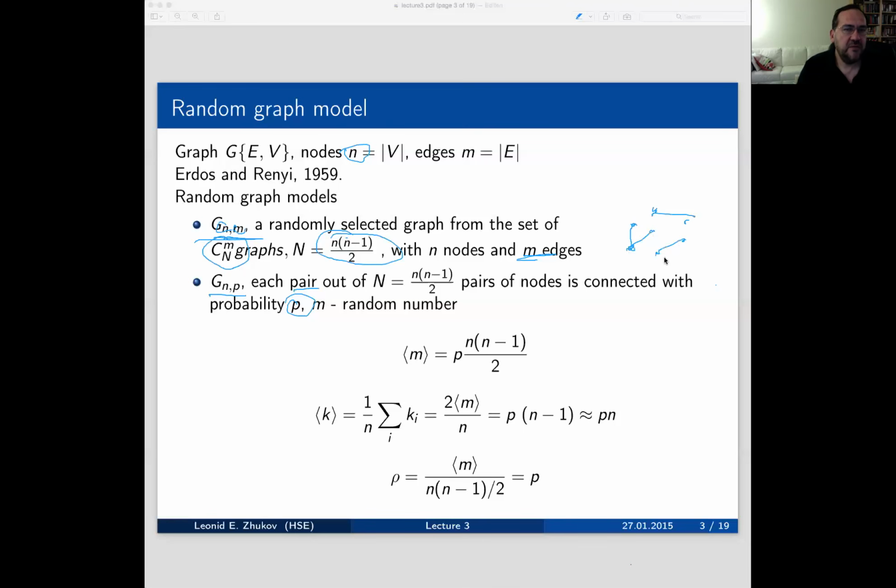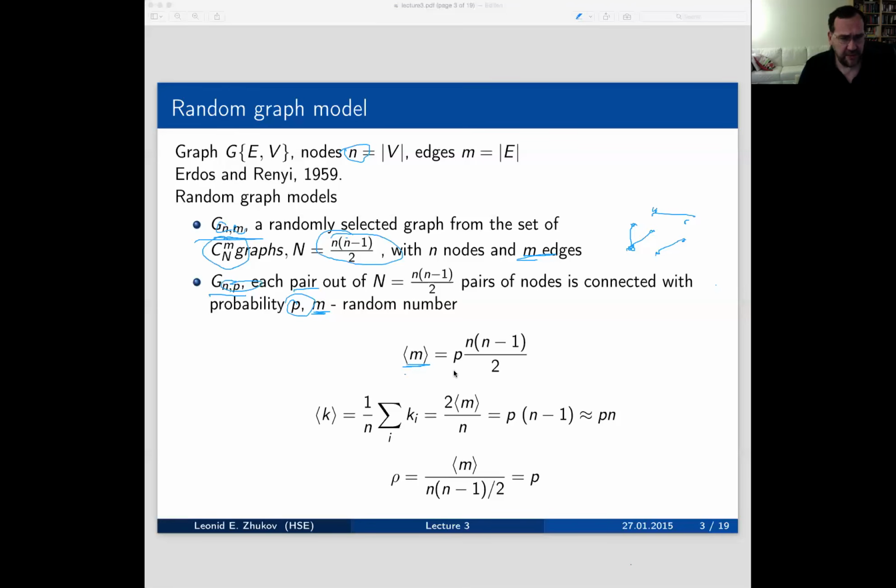And it's clear that if P is getting higher, then more and more edges will be in this graph, and it'll become more and more connected. So that's called the GNP model. In this model, the number of edges m in the graph will be a random number, which means every time you run this again, you'll get a different m, because what's given to you is this probability P that nodes are connected.